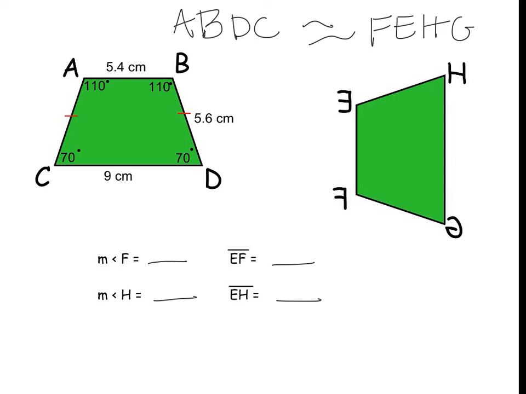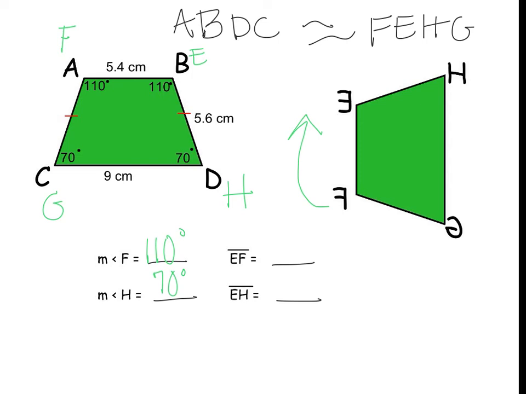So let's look at the measure of angle F. If we were to take this polygon here, F, E, H, G, and turn that upwards, F would line up with A, E would line up with B, H would line up with D, and G would line up with C. So the measure of angle F is the same as angle A. It would be 110 degrees. The measure of angle H would line up with D, so it is 70 degrees.